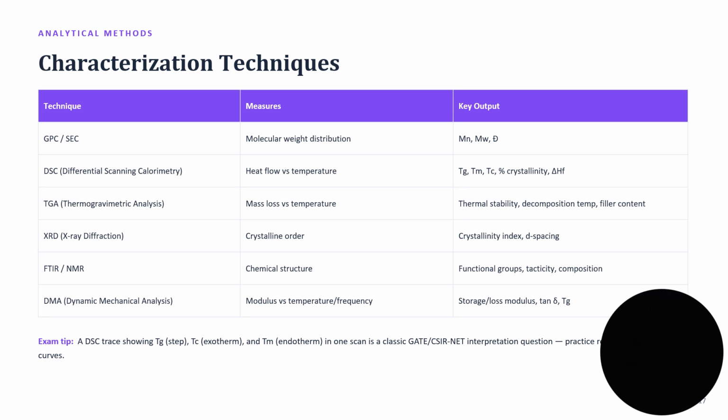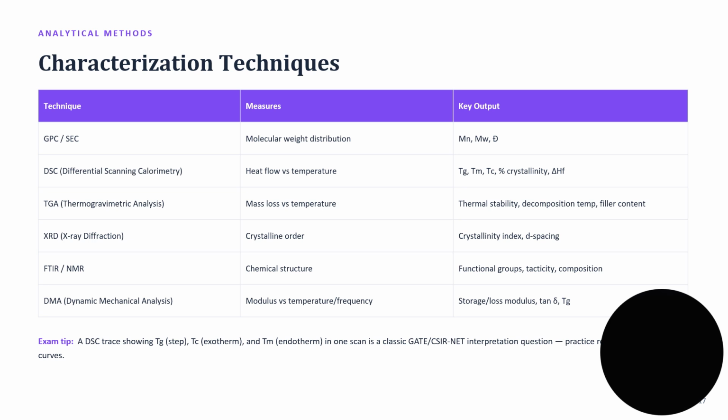Here's an exam tip worth remembering. A single DSC trace showing all three thermal transitions, a step at Tg, an exothermic peak at crystallization temperature Tc, and an endothermic peak at the melting temperature Tm, is one of the most frequently tested interpretations.